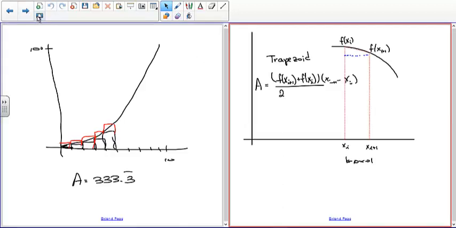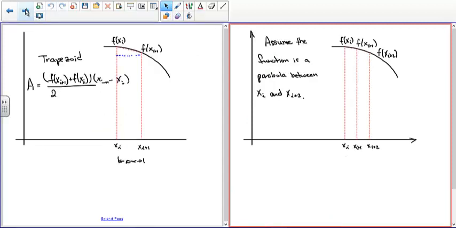The next level of complexity is you assume that there's a parabola. You can't do the parabola calculation with just 2 points. You have to have 3 points to make a parabola. So you still increment your x value in constant amounts, but you look at the area under these 3 points, and to the 3 points you fit a parabola, and that's going to have curvature to it.